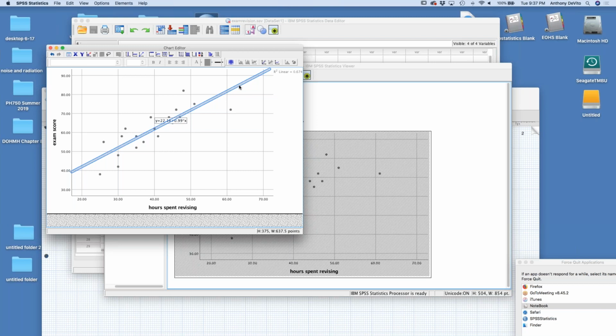So number one, I see from this line that it's a positive correlation. As the hours go up, the exam score goes up as well. Had it been sloping downwards, that would have been a negative correlation. As the hours went up, the exam score went down.